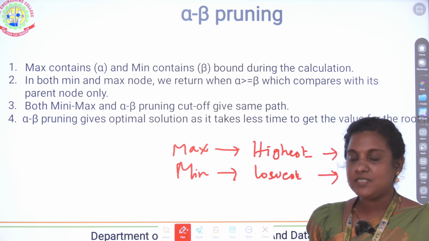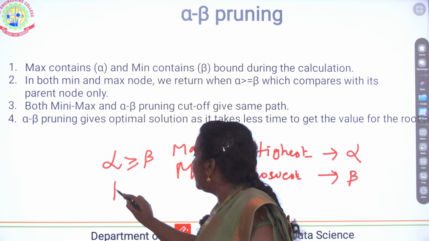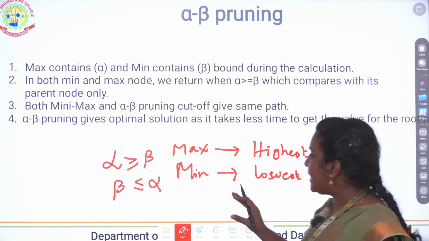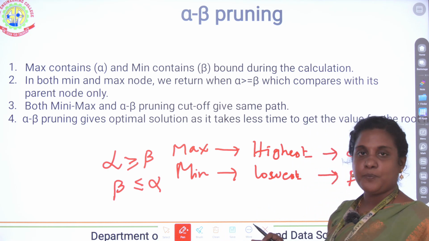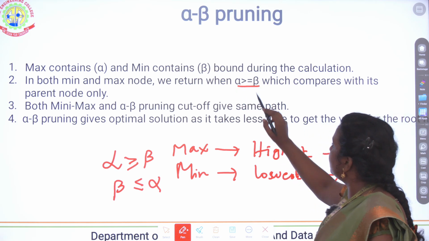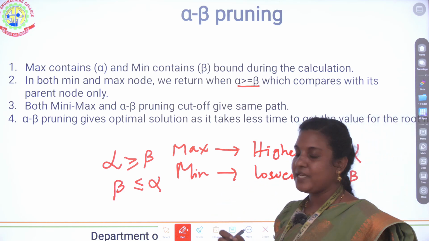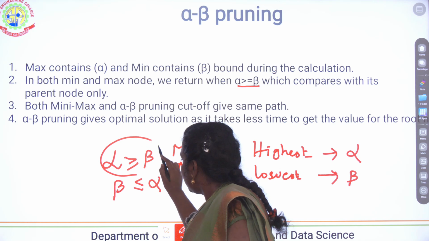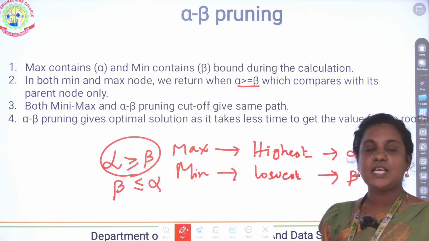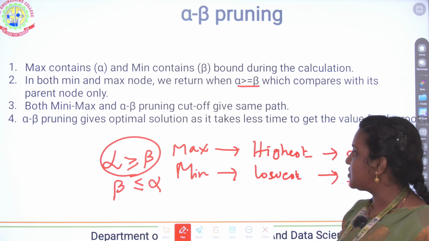Here we have to keep one condition in mind: alpha is always greater than or equal to beta, or we can say beta is always less than or equal to alpha. Based on this condition, alpha beta pruning will work. So in both min and max nodes, we return when alpha is greater than or equal to beta, which compares with its parent node. It will compare with the parent node to determine the alpha value and beta value.